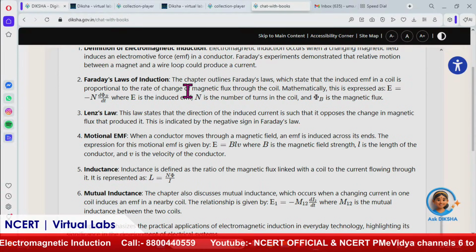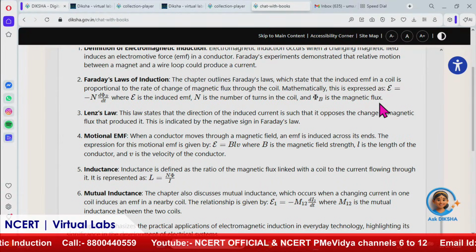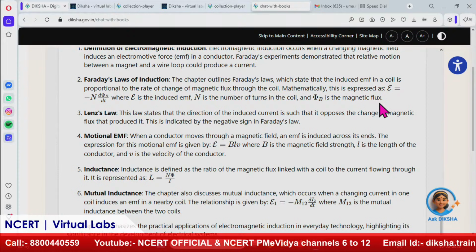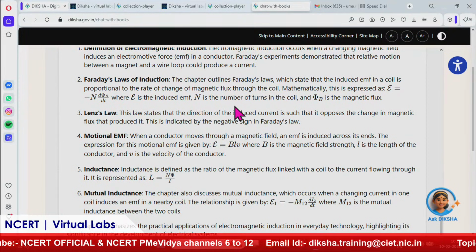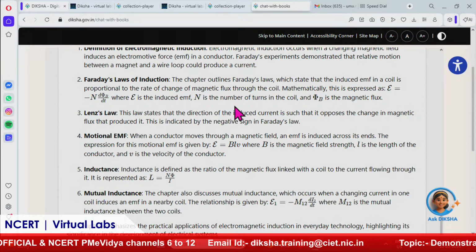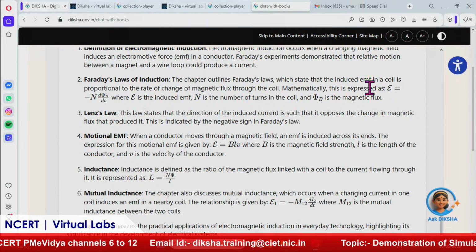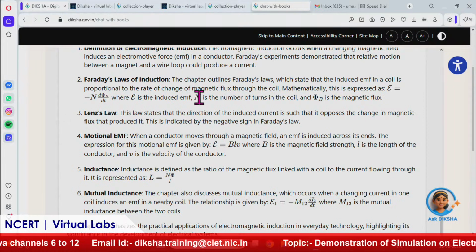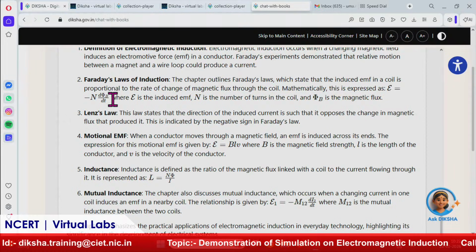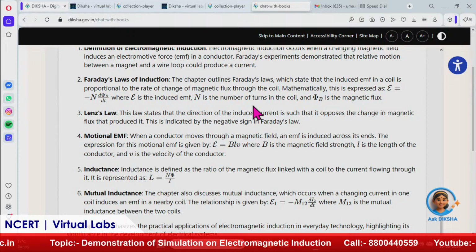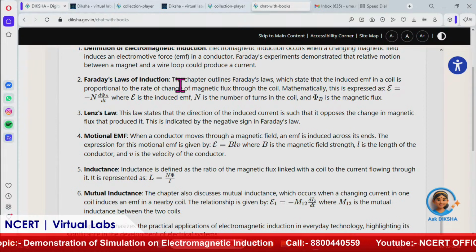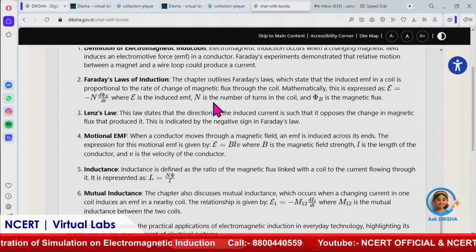See, this is Faraday's law of induction, which I explained just now. E equals minus N d phi B upon dt. That is out of the numerous experiments which Michael Faraday has done. It stated that the induced EMF in the coil is proportional to the rate of change of magnetic flux through the coil, which we expressed this way. This part the student will learn in grade 12th because it is a more detailed mathematical concept.